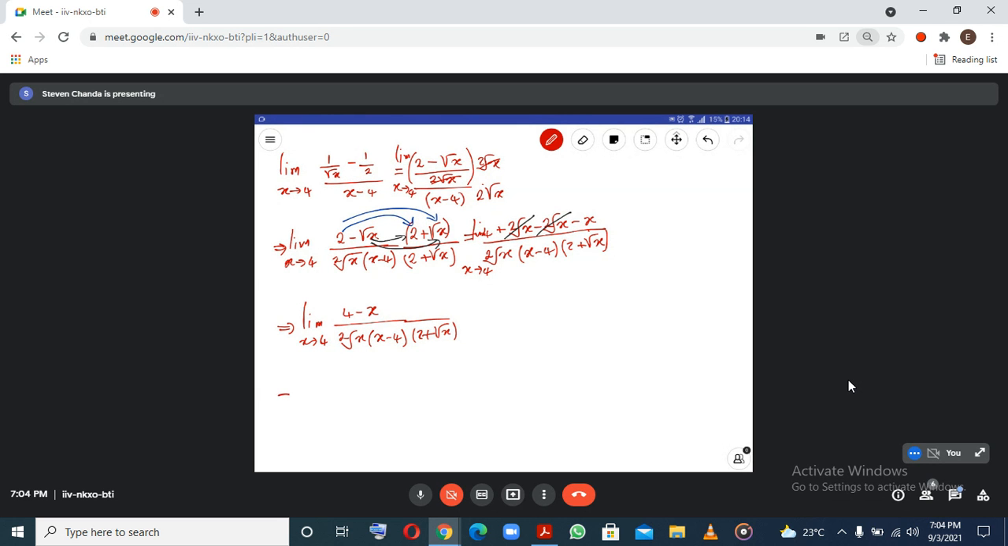So what we are going to do is say limit as x goes to 4 of minus 1 times x minus 4. Now this is what we wanted, because now we can cancel those. Don't forget the negative 1. Then what are we going to have?